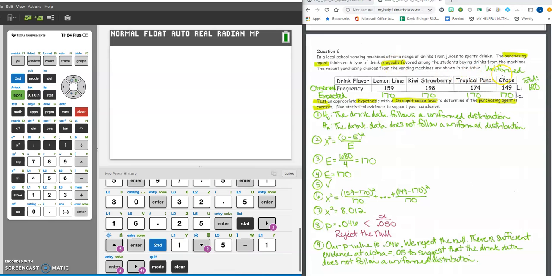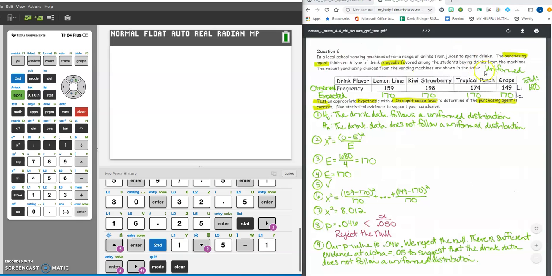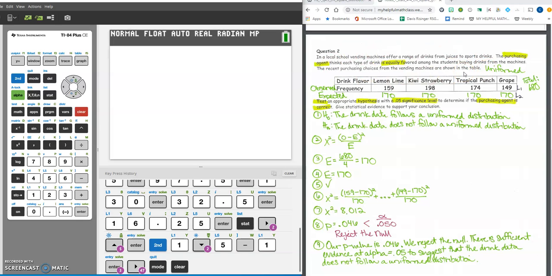Notice how it said the word equally. That gives us the indication that this is going to be considered a uniform distribution. The other reason is that if you compare it to the other problem, we don't see any percentages given like we saw in question number 1. Because we don't see those percentages given, it is going to be uniform.